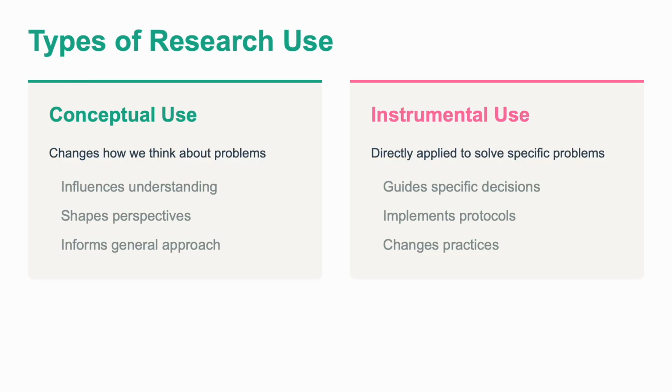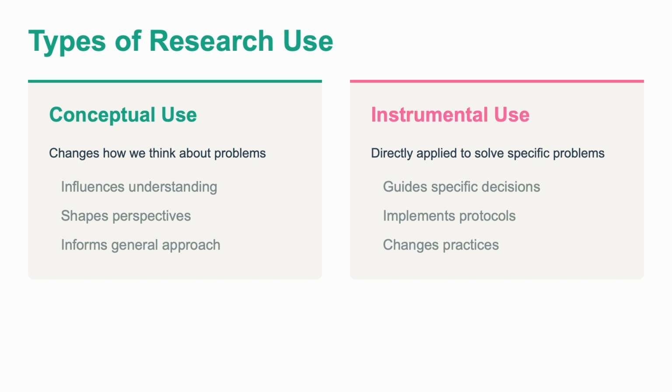Not all research use is the same. We distinguish between two primary types. Conceptual use changes how we think about problems. It influences understanding, shapes perspectives, informs our general approach. For example, research on adverse childhood experiences changed how we think about adult health problems, even if it didn't immediately change specific practices. Instrumental use means directly applying research to solve specific problems.